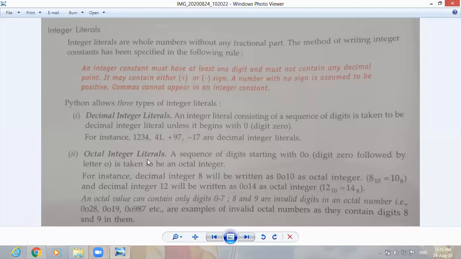Octal integer literals, a sequence of digits starting with 0O. Here 0O, O means octal. So it means digit 0 followed by the letter O. Here O stands for octal. And a sequence of digits starting with 0O is taken to be an octal integer.